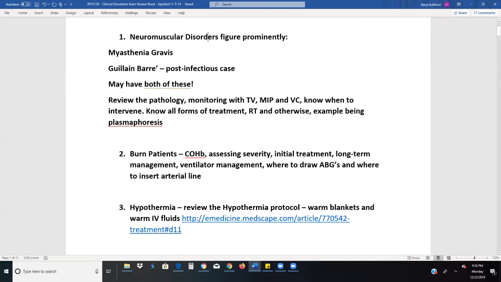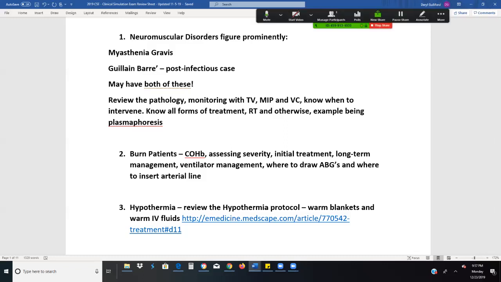Review the pathology. I strongly recommend the back section of the Kettering Study Guide. The Kettering Study Guide has a section called Pathology, and it is priceless. It's got all the key information that you need to know. Be sure to monitor these patients with tidal volume, MIP, and vital capacity. Know when to intervene. You don't have to wait for the patient to completely crash in order to intervene and ventilate them. In fact, you should not.